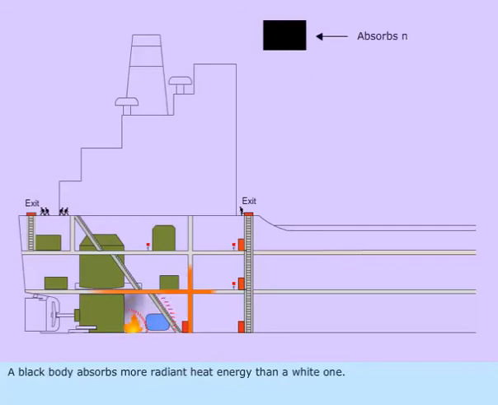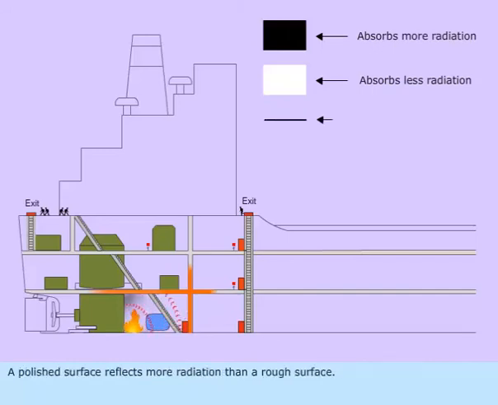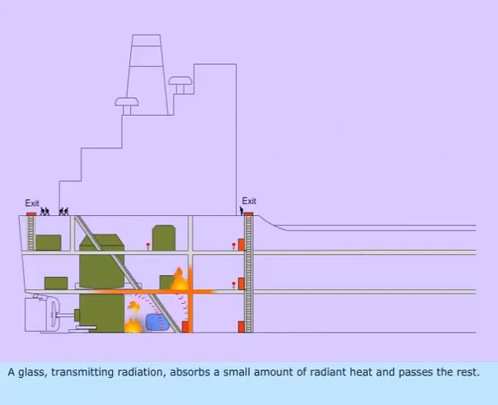A black body absorbs more radiant heat energy than a white one. A polished surface reflects more radiation than a rough surface. A glass, transmitting radiation, absorbs a small amount of radiant heat and passes the rest.